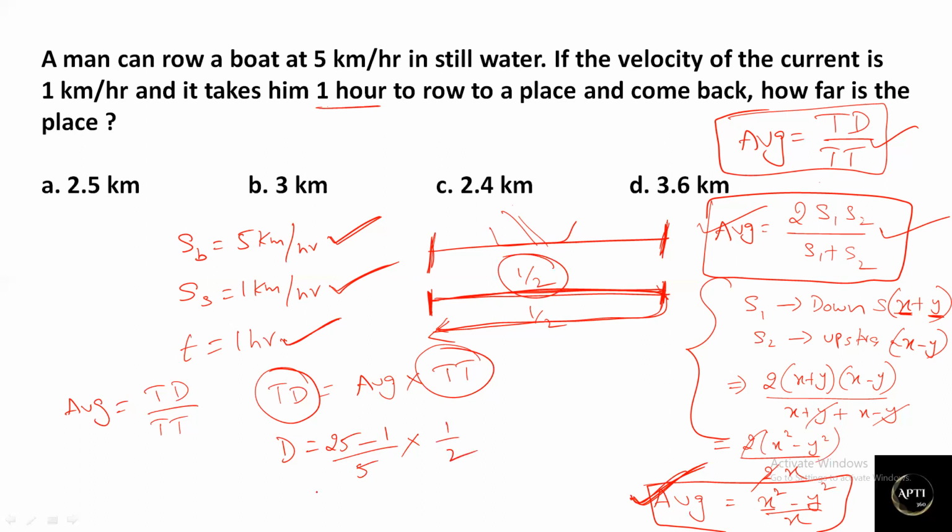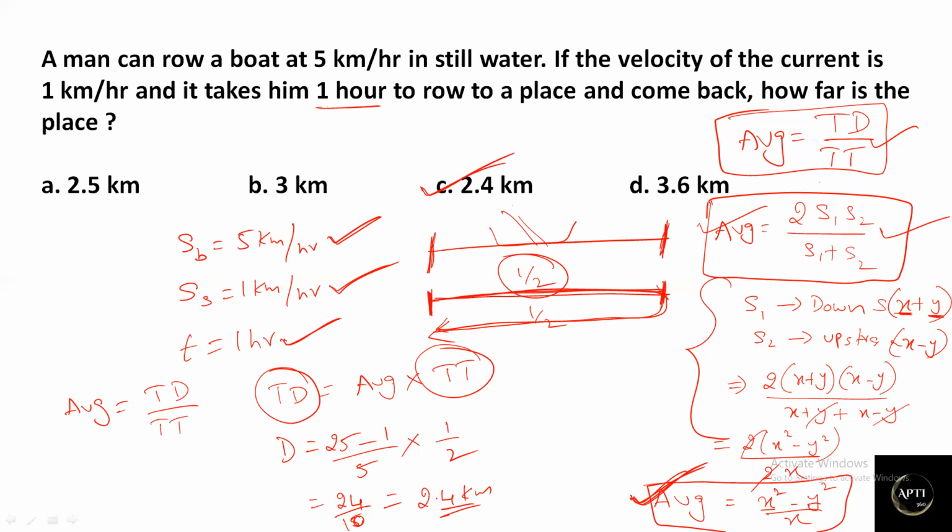Now if you calculate this, what would be the answer? 24 divided by 5 into 2. 5 into 2 is 10. So 24 by 10 is 2.4 kilometers. That's it. This is the first question.